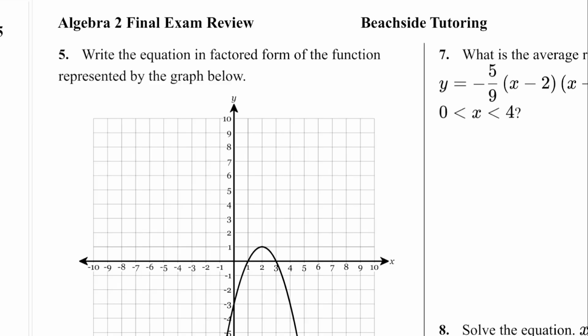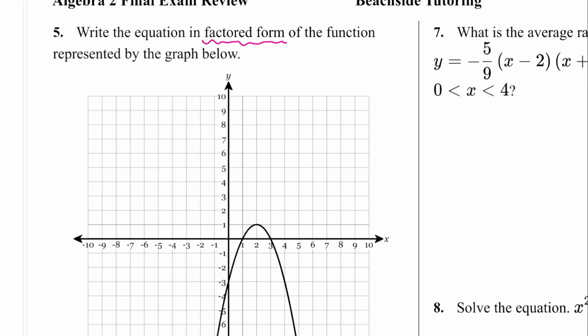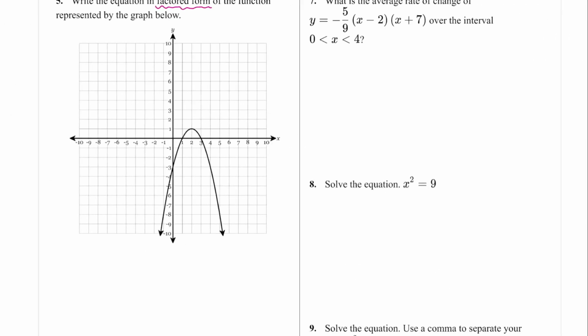Write the equation in factored form of the function represented by the graph below. When it asks us to write it in factored form, the easiest way to do is to look at the zeros of the function. So x equals 1, x equals 3. We can also see that it's a downward facing graph, which means that our a is going to be negative.